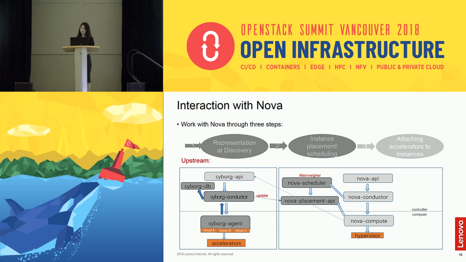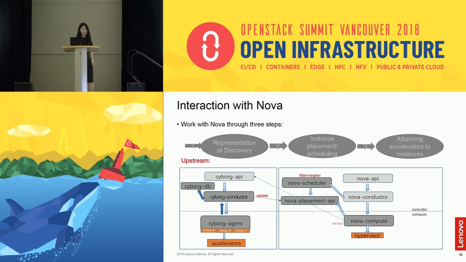In this phase, Cyborg shall provide a filter or weigher to limit the hosts based on the available accelerator resources. That way, Nova can select the best host, then pass that request down to a compute node.